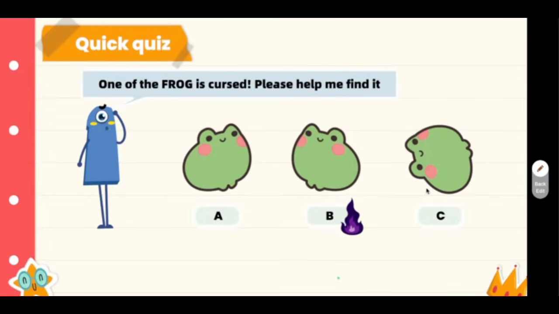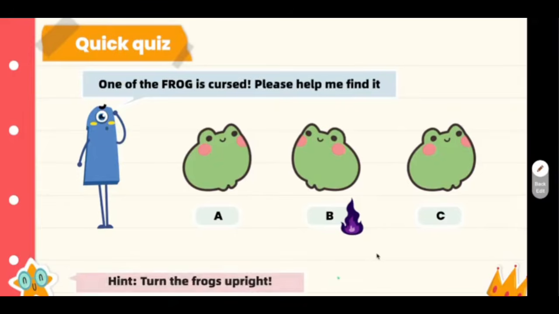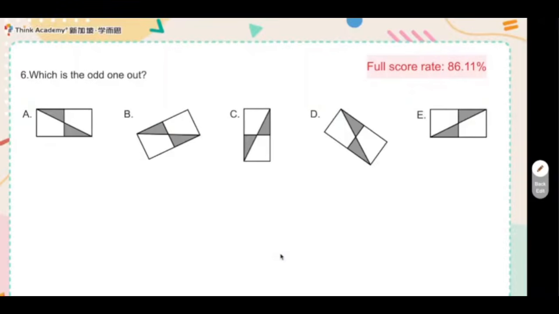The face is towards the left side, right? And then option C, after rotation, it is towards the right side, right? So tell me which one is the odd one? Which one is different from the others? Yeah, that will be B. So here is the hint: what you need to do is just turn the frogs upright. Okay, and then this time let's take a look at question 6.